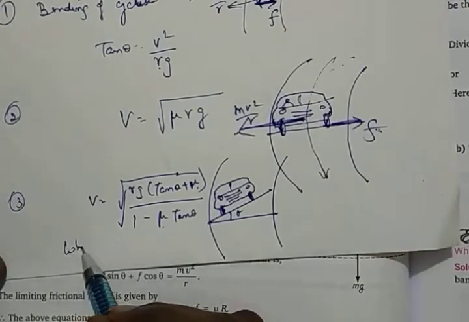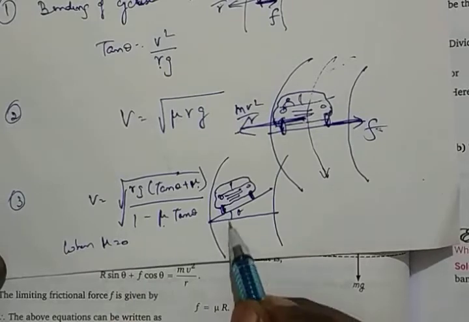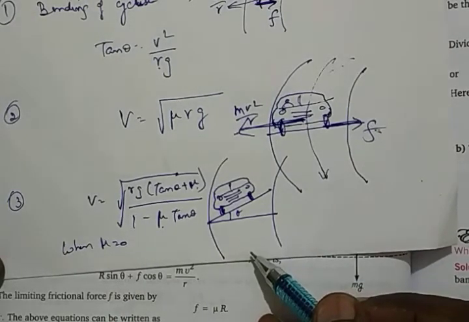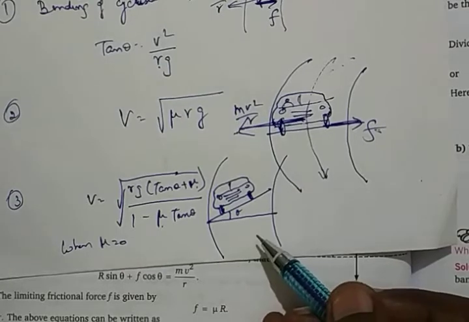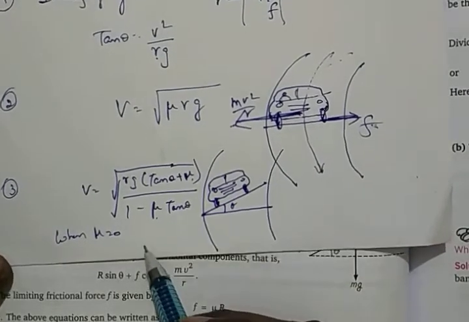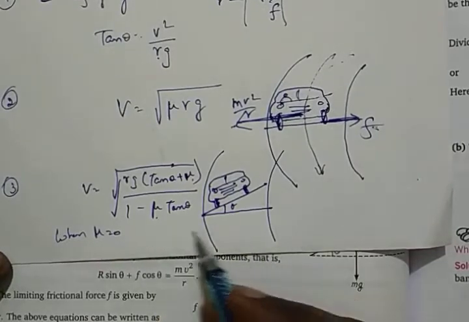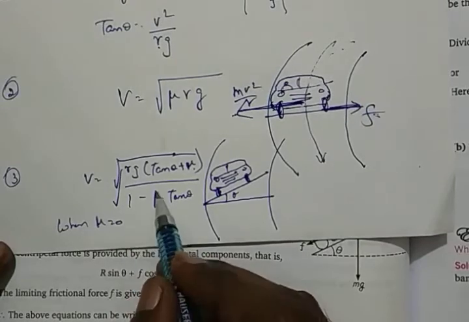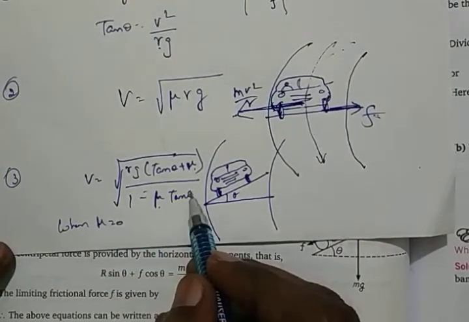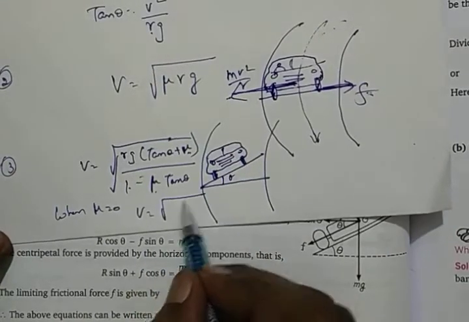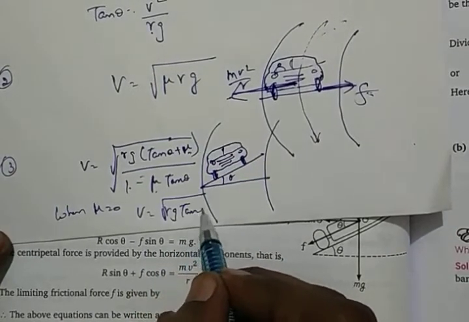When mu is equal to 0, there is no friction, and the car is going on a banked path. Then we have to see how the formula changes. When mu is equal to 0, the whole thing in the numerator becomes 0, there is only 1 in the denominator, and so v is equal to the square root of rg tan theta.